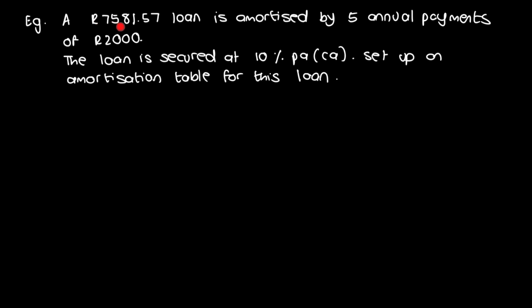Okay, so we have a 7,581 Rand and 57 cents loan, which is amortized by 5 annual payments of 2,000 Rand. And it says the loan is secured at 10% per annum compounded annually. And we're going to set up the amortization table for this loan.